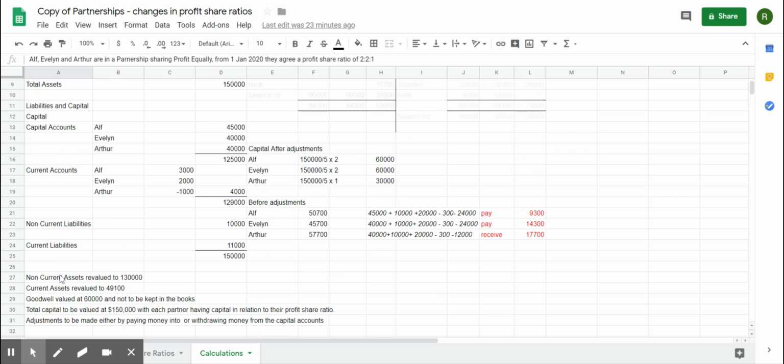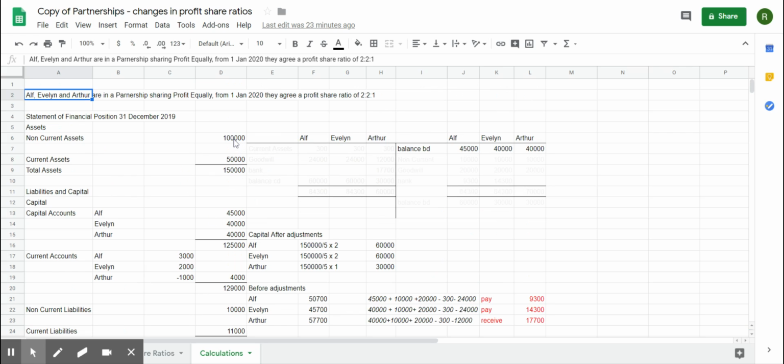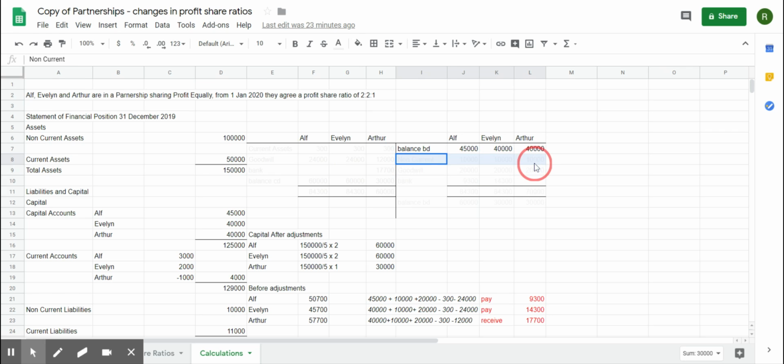The information underneath says that the non-current assets are going to be revalued to 130,000, so they're going to increase by 30,000. And as with all of the changes that we've been making in partnerships, we're going to split that profit of 30,000 between the partners, and we're going to use the old profit share ratio, which was equally. So what we need to do is credit the partners' accounts because we debit the non-current assets account by 30,000. It's probably going to be related to some property.